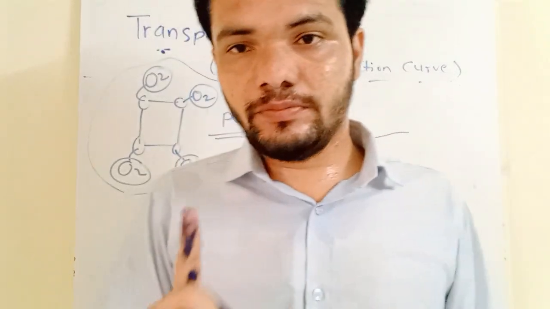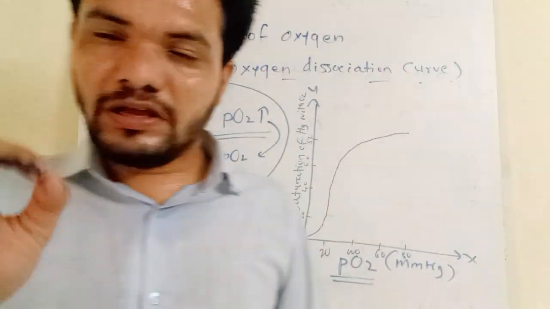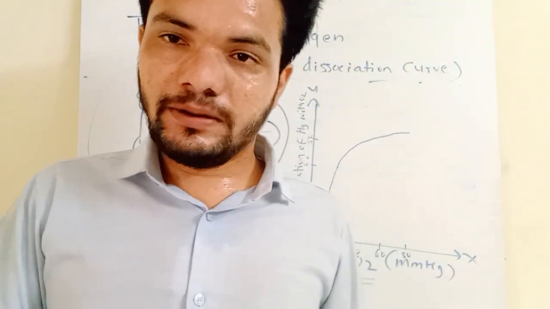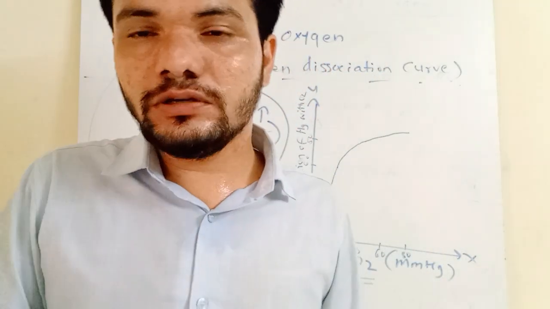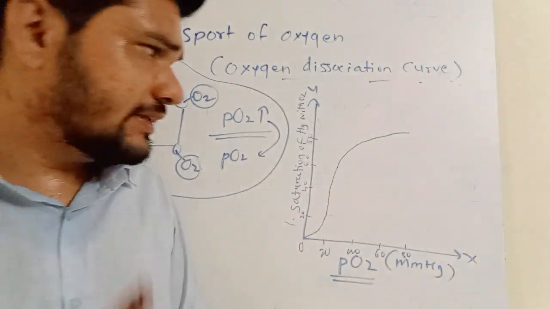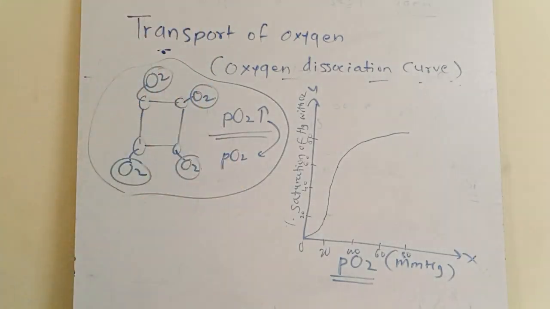One more thing you have to remember here: every 5 ml of oxygen will be transported by 100 ml of blood from lungs to the tissues. This one thing you have to remember regarding this topic.